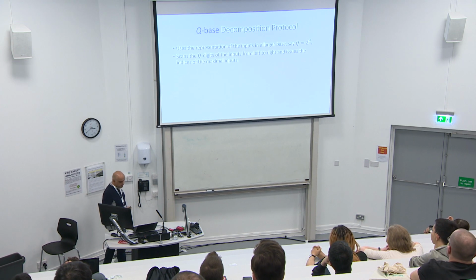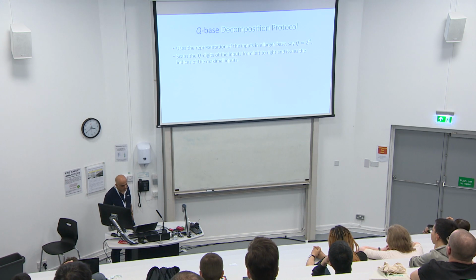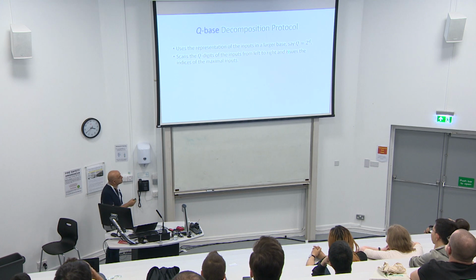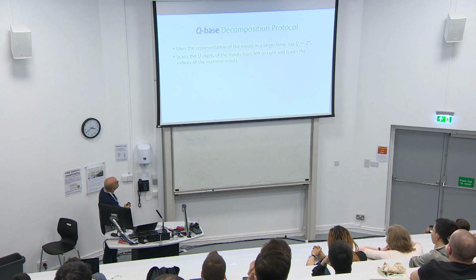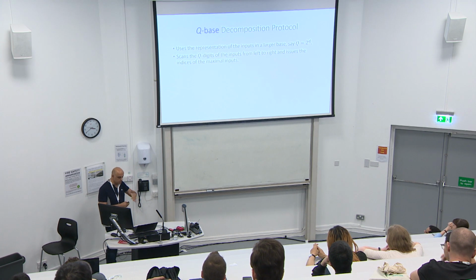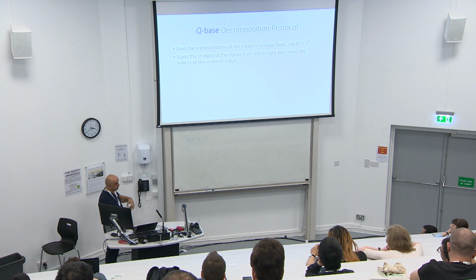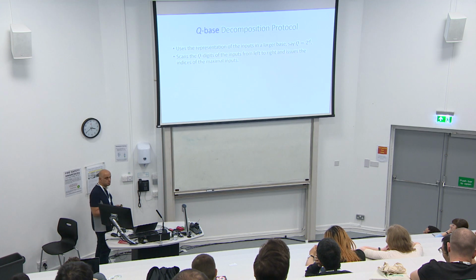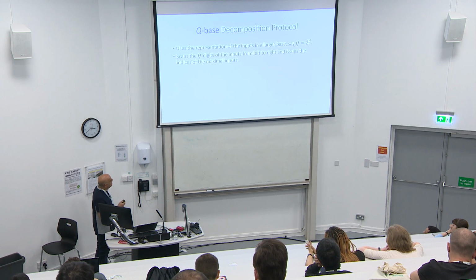Next, we should discuss an extension to using larger bases. Let's say Q equals 2 to the power of d. It's more convenient to use a base which is a power of 2. So here, it scans the Q digits of the inputs from left to right, and it issues at the end the indices of the maximal inputs. So in spirit, it is similar to what we had in the binary case, but the details are a bit more complicated. Not truly, but there's more substance to the details here, and I encourage you to look in the paper to see how it works. But in spirit, it is the same thing.